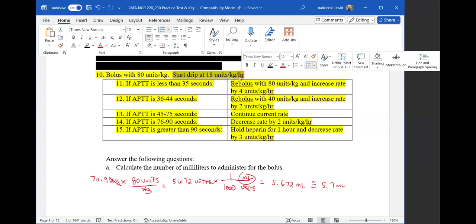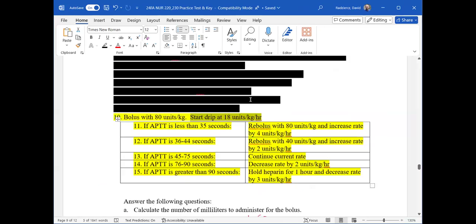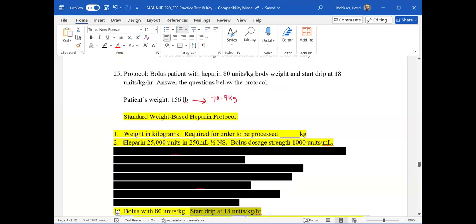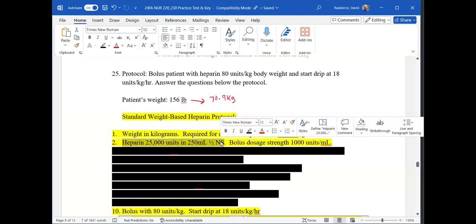And then instead of multiplying by 80, you're going to multiply by 18. Then we want to use our IV because anytime we're dealing with a flow rate, we need two pieces of information. We need units per milliliter, and we don't want to use the bolus dose because that's for bolus only. We want to use what we have available to us.